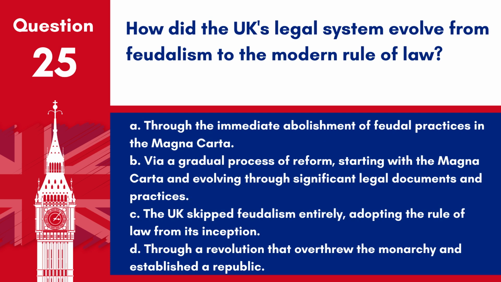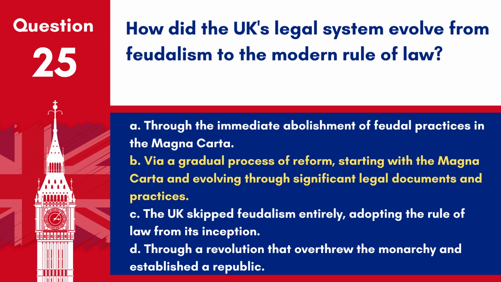Question 25. How did the UK's legal system evolve from feudalism to the modern rule of law? A. Through the immediate abolishment of feudal practices in the Magna Carta. B. Via a gradual process of reform, starting with the Magna Carta and evolving through significant legal documents and practices. C. The UK skipped feudalism entirely, adopting the rule of law from its inception. D. Through a revolution that overthrew the monarchy and established a republic.